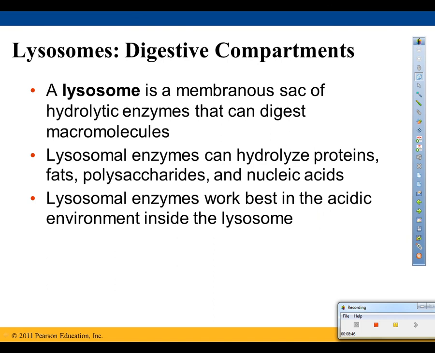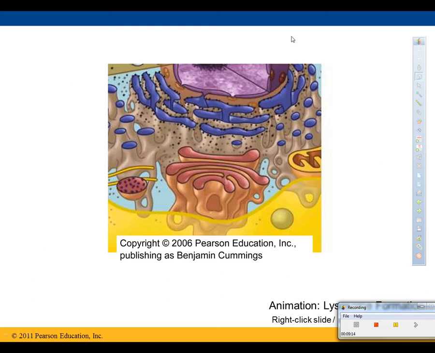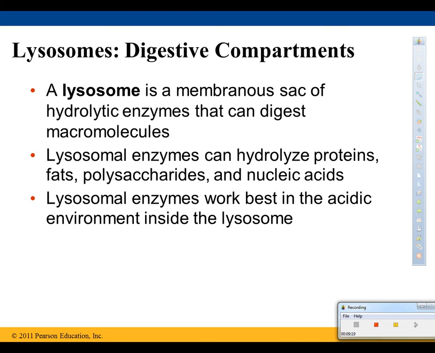Lysosomes, one of my favorite ones. I think it's one of the easiest ones to find a function to. A lysosome is a membranous sac. It has hydrolytic enzymes. It's full of digestive enzymes that can break down macromolecules, which would include your fats, polysaccharides, nucleic acids. Works best in acidic environments inside the lysosome, which I thought was interesting. And there are different animations that I think you can see on your student section of the website.